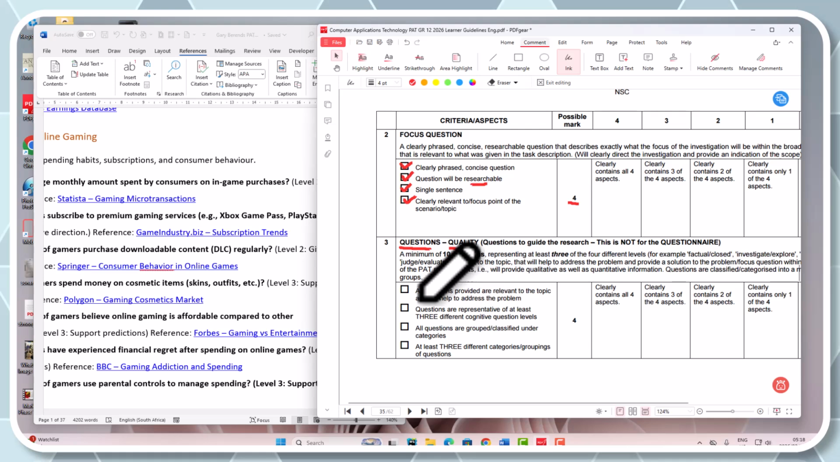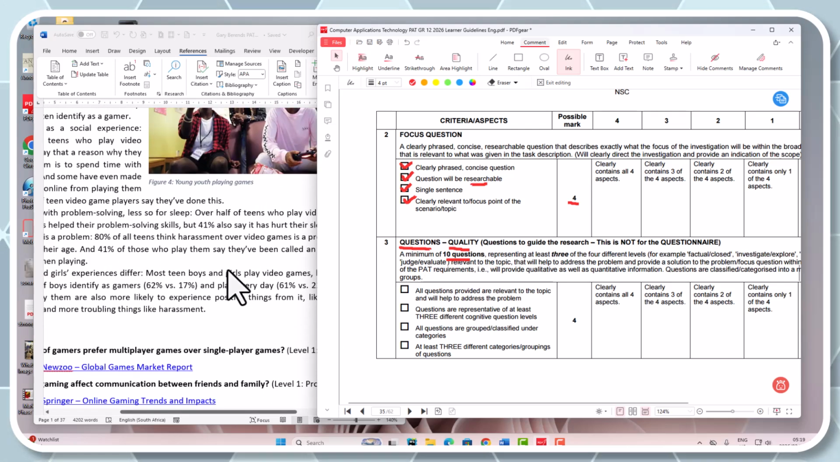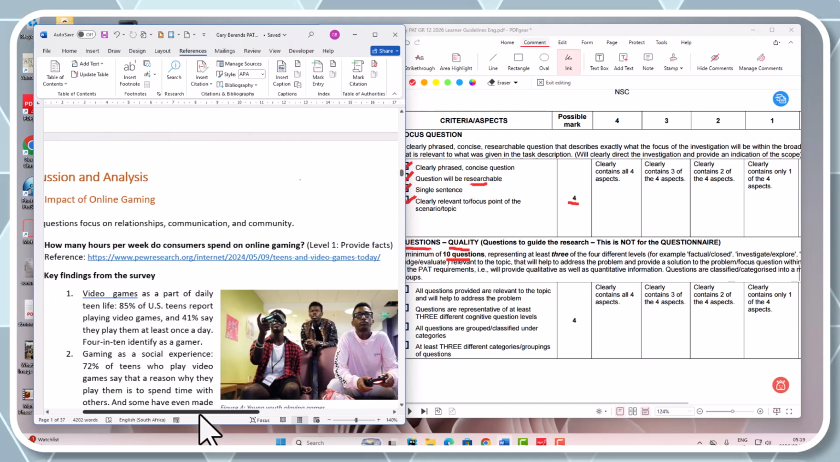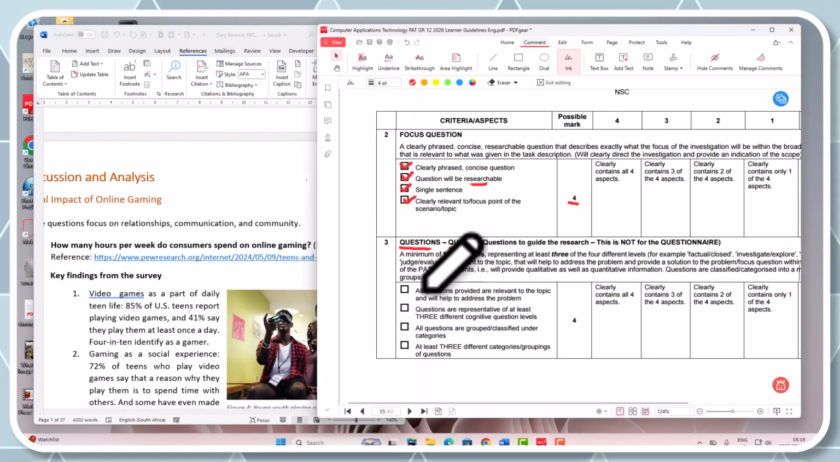All questions provided are relevant to the topic and will help address the problem. Right, so that is important. Your teacher's going to check that those questions are relevant. I'd say yes, they are. Questions are representative of at least 3 different cognitive question levels, and there I explained them. We've got 4 levels in.